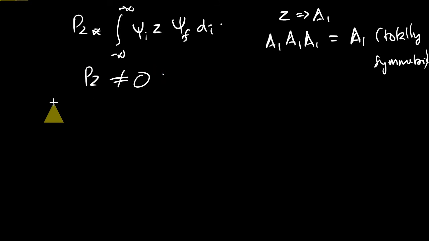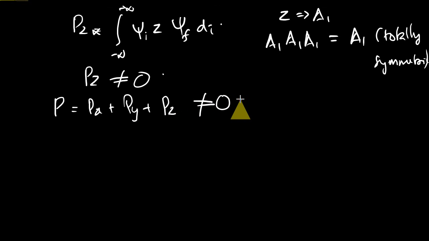You know that the total probability P is equal to Px plus Py plus Pz. Px and Py are equal to 0, but Pz is not equal to 0. Therefore, P is also not equal to 0. It means that the symmetric stretching and bending modes are IR active, because this probability is a non-zero value. Symmetric stretching takes place in a molecule from the ground vibrational level to an excited vibrational level.